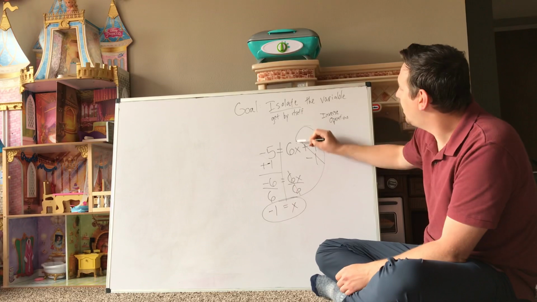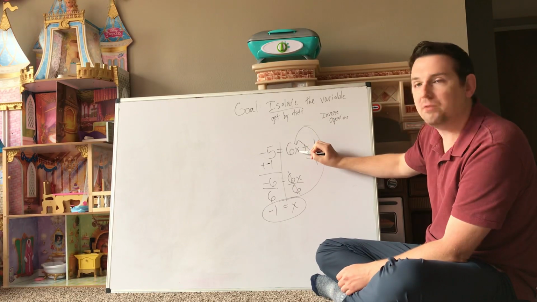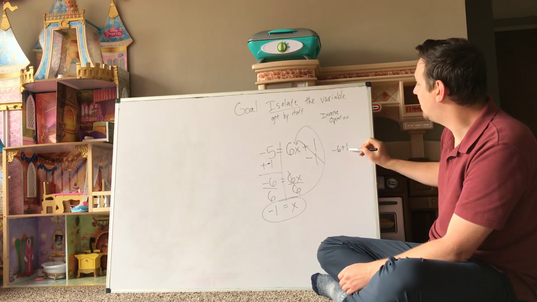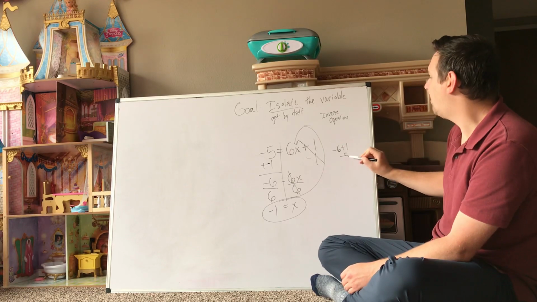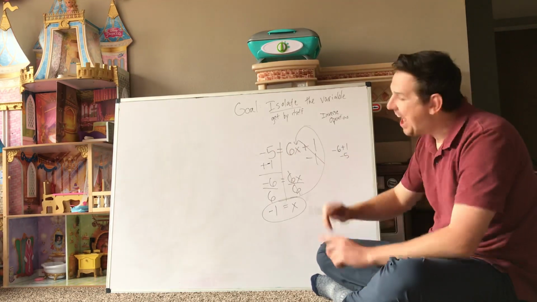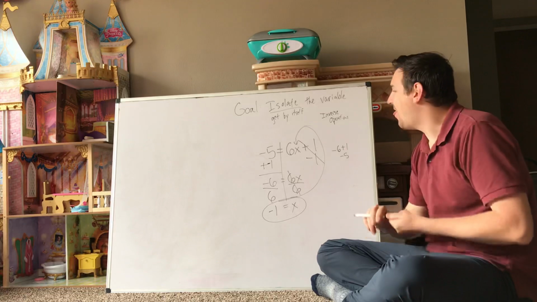I take negative 1, I put it right here. What's 6 times negative 1? Negative 6. And what's negative 6 plus 1? Negative 5. Does that match with negative 5? You betcha. That is the lesson.